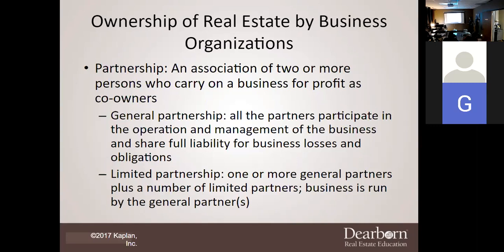A limited partnership has one or more general partners plus a number of limited partners, and the business is run by the general partner. So in this situation, Mr. Eugene and Miss Linda say, Justin, we want you to run the business, and in exchange for ownership in the company, we're going to give you $50,000, $25,000 from each. In exchange for that $25,000, we want 10% ownership in the business. So anything that's there, we get 10% of the money.